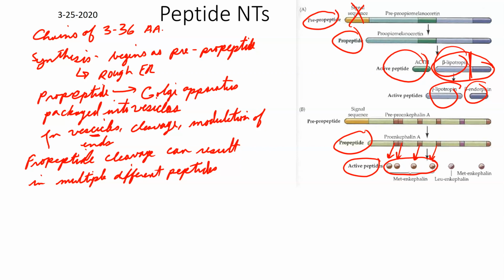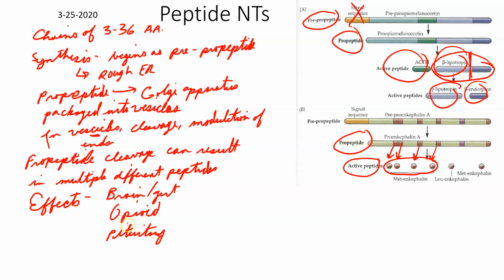What are the effects of peptides? So let's look at effects. Effects really fall into any of 5 categories. So there are 5 categories of peptides: brain-gut, opioid, pituitary, and hypothalamic releasing.